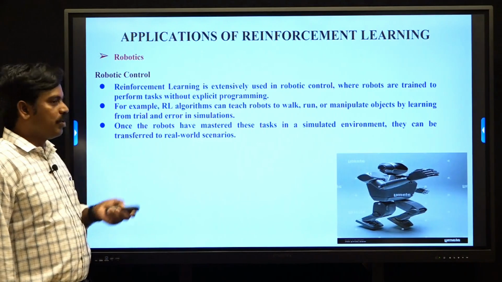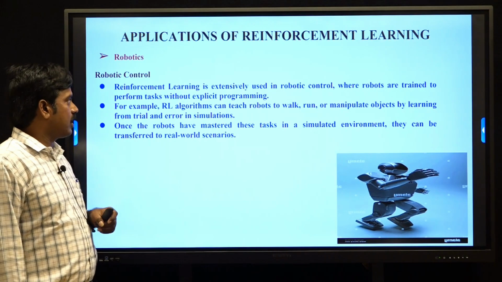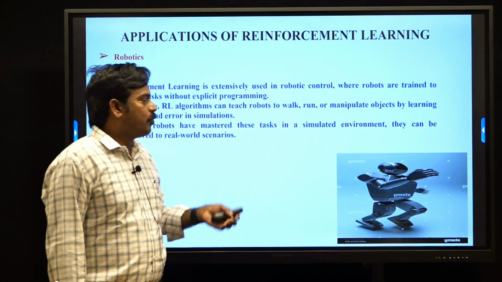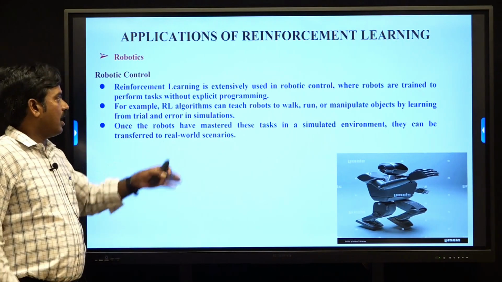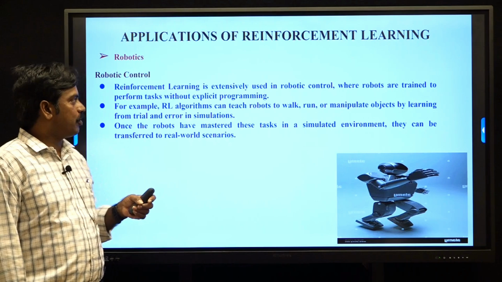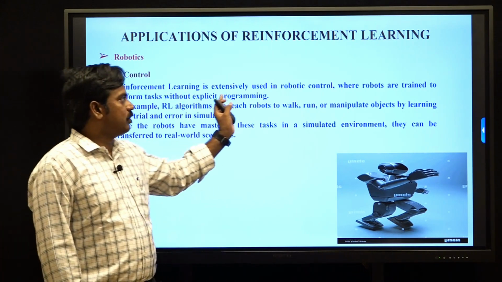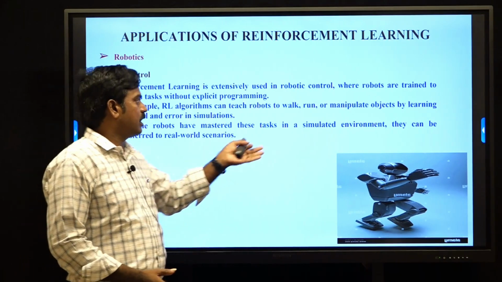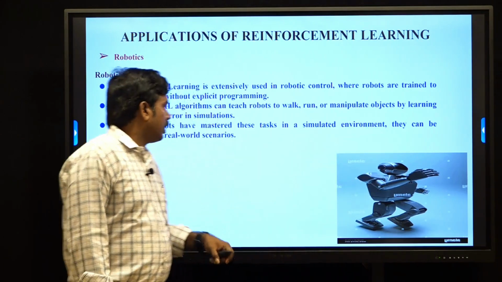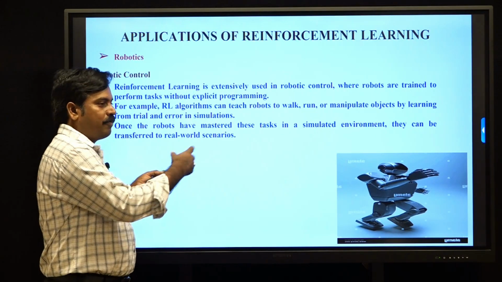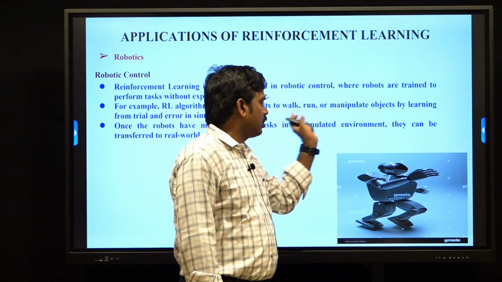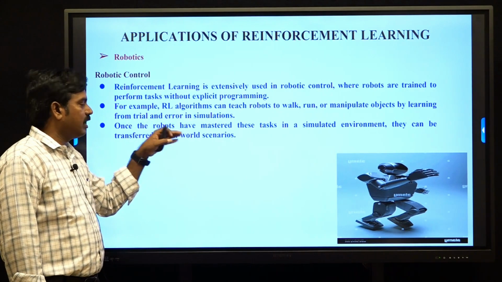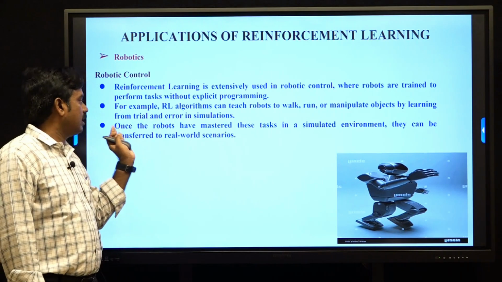Next one is robotics. In robotics, reinforcement learning is extensively used for robotic control, where robots perform tasks without explicit programming. We train robots to walk, run, and manipulate objects. Once they perform these tasks well in a simulated environment with reinforcement learning, they are transferred into the real world.